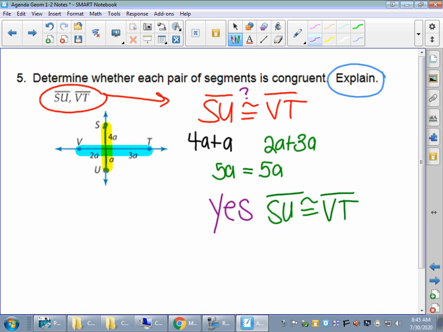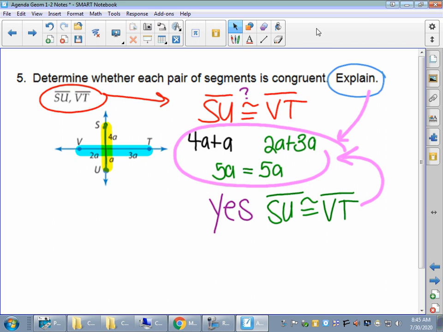And your explain is this. That's your explanation. You don't have to write me a book. You don't have to write me a sentence or a paragraph. If you give me your work that shows me that you knew what to look for, that is an explanation. So a lot of times in geometry, an explanation is your work, so that I can see that you knew what it was that you were looking for.